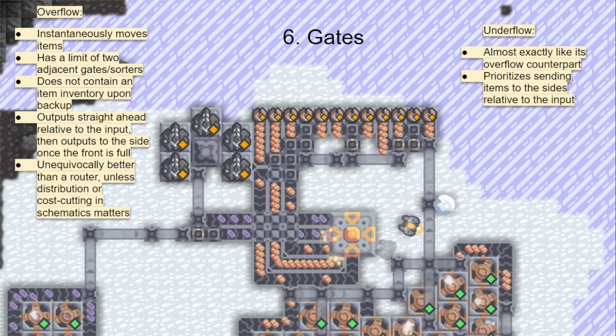Gates are very effective distribution methods. They instantaneously move items from the input to the output. They don't contain an inventory, and are just generally better than the router and distributor in most cases, hands down.